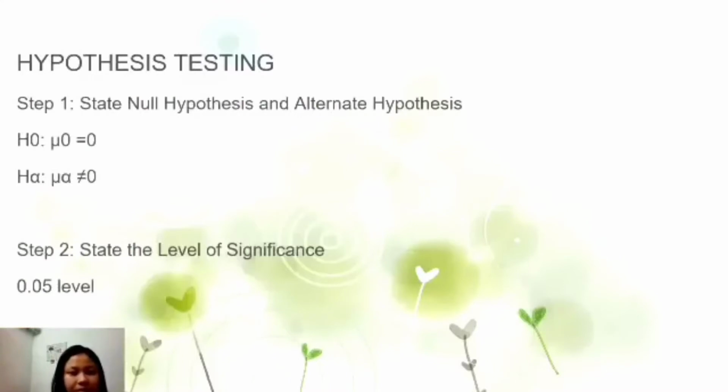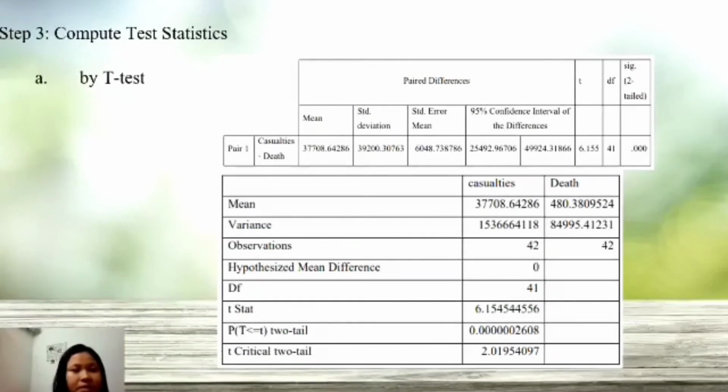Next is the hypothesis testing. Here are 5 main steps in this testing. Step 1 is to state the null hypothesis and alternate hypothesis. Step 2 is to set the level of significance, which is 0.05. Step 3 is to compute the test statistic. We have 2 tests in this test statistics.